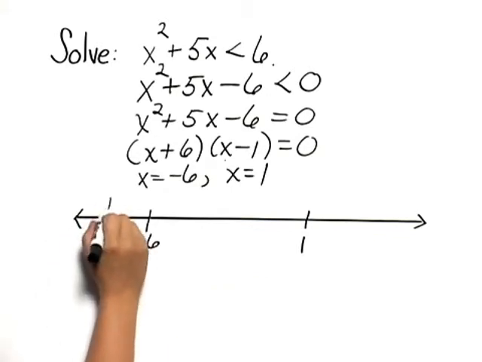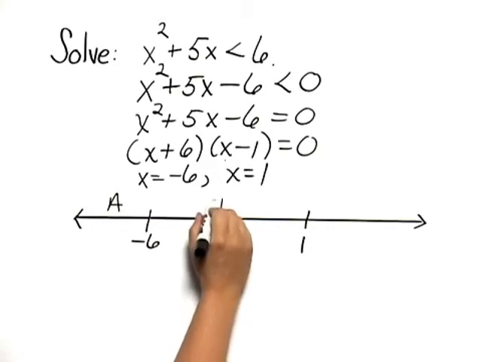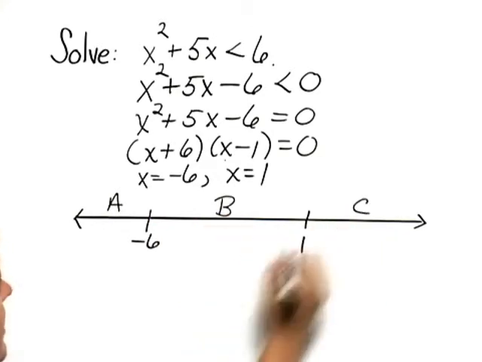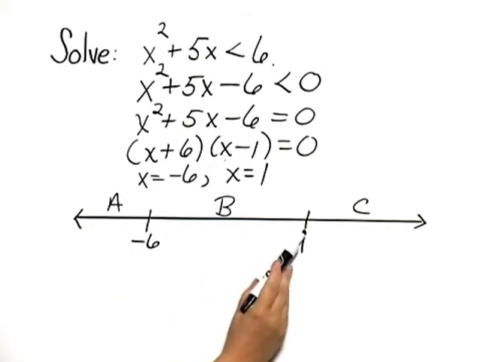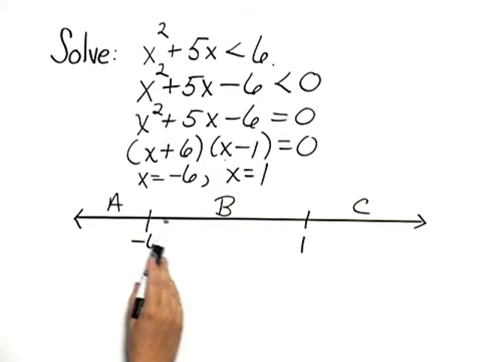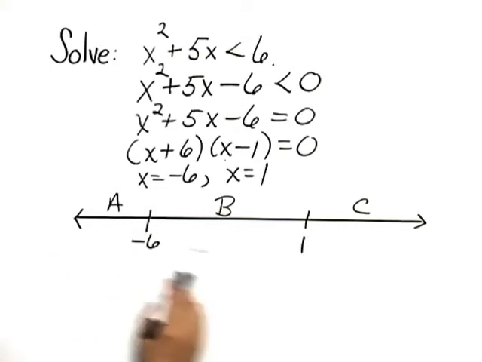And let's just call this interval A, and this interval B, and this interval C. Now it turns out that x squared plus 5x minus 6 is 0 here and 0 here. In between, it is either positive or negative. In other words, in this interval, it's either always positive or always negative. Same for interval A, and same for interval C.